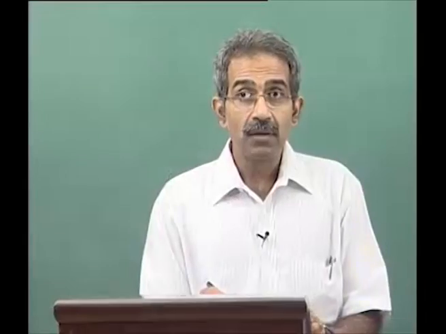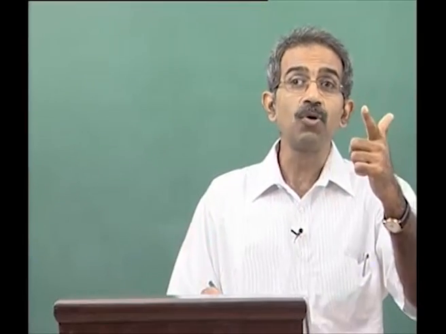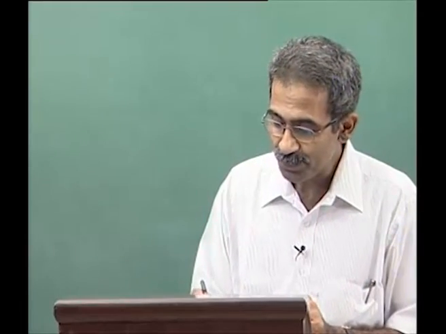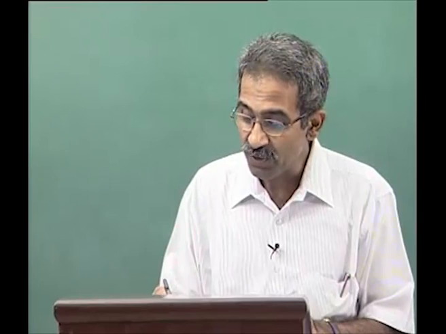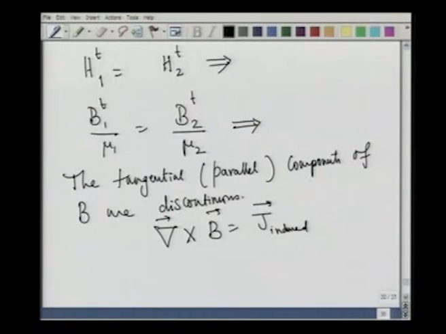But remember the original Maxwell's equation, which tells you curl B equal to J. There is no J external at the interface, therefore, there is a J induced. So, at the interface, this implies induction of a current at the interface.